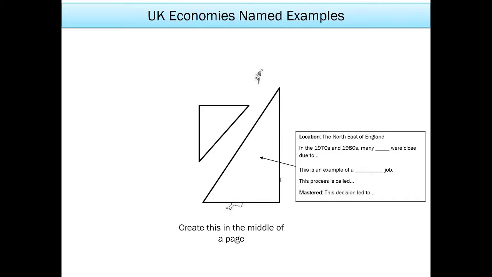Can you tell me the example of what type of job this is? So remember, which job sector does it link to? And what is this process caused because they've closed this area down? Remember, for mastered, what did this lead to? So what happened in the future after this happened?